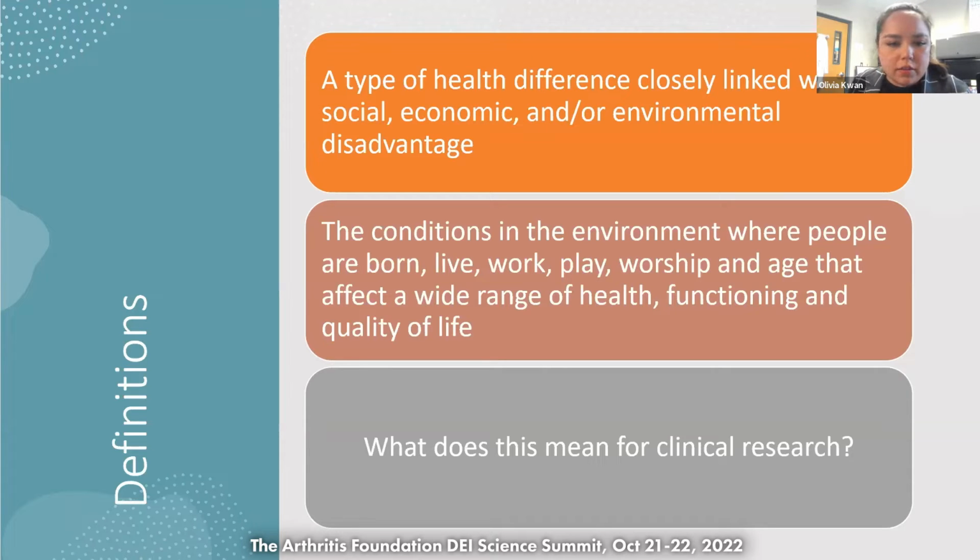And so what does this mean for our research? I think that we should really be using these concepts as guiding principles in our research, which can help aid in our transitioning from a concept of race as a risk factor for disease towards one that's recognizing that racism is a risk factor for disease.